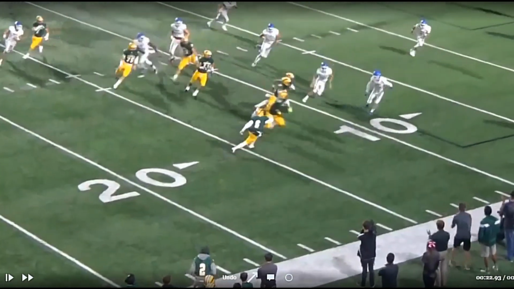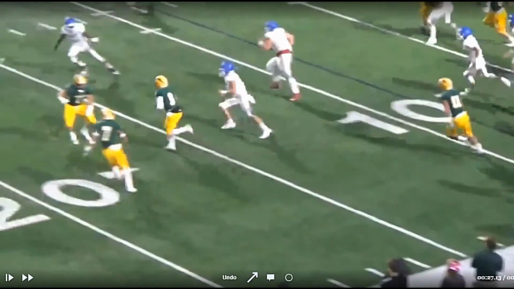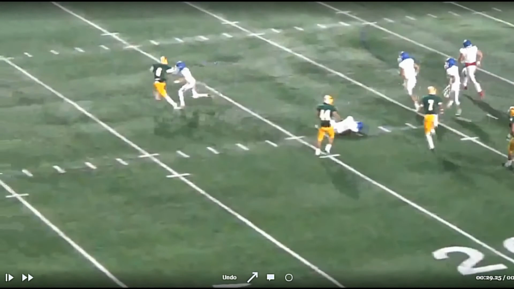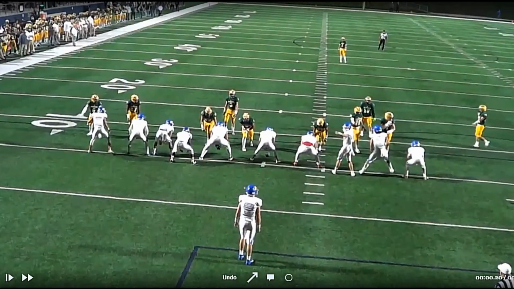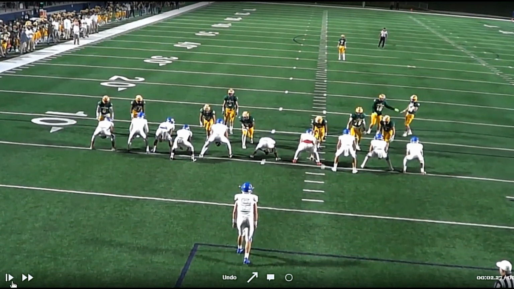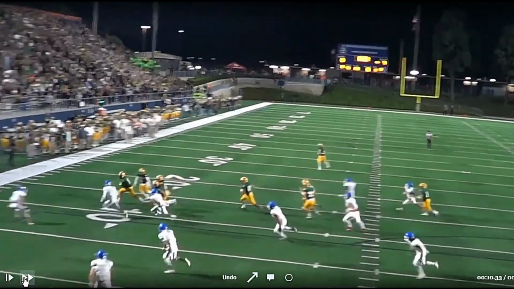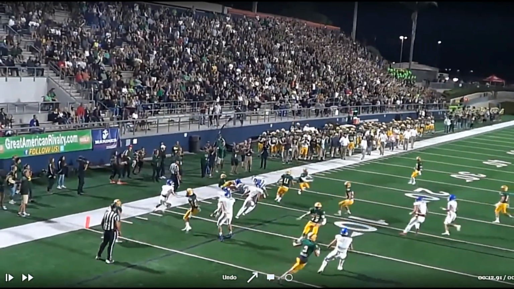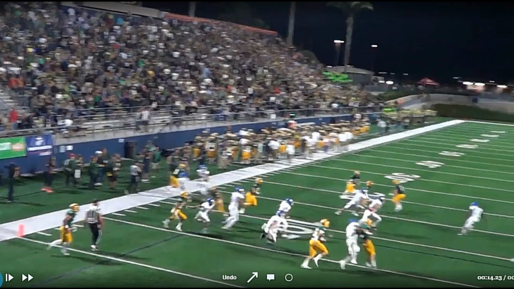So there's our interception. Now watch, he's going to reverse field. Now the hit that causes the foul is going to happen right there. You can see we have flags. Let's go to the end zone view. Speed this up a little bit. Okay, again, I'm going to do it in real time. That's the player that gets hit.